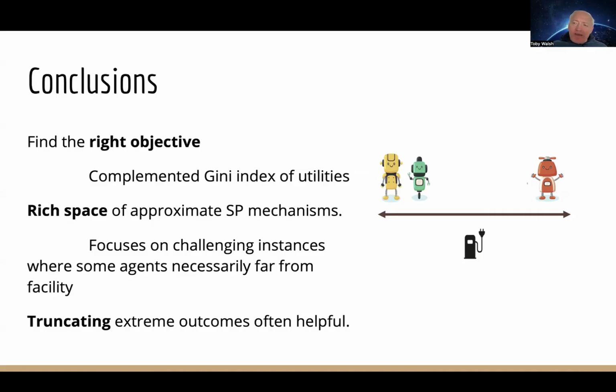And this allows us to focus on the challenge of approximating challenging instances where some agents are necessarily far from the facility. And an important consideration, which turns out to be important here and also in my other presentation at this workshop, is that truncating extreme outcomes is often very helpful.